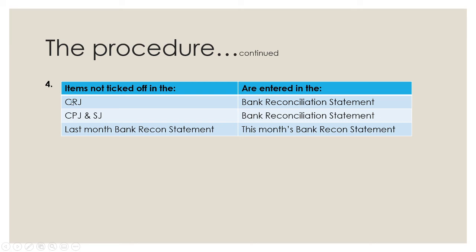Now, if I've got items that I did not tick off in my CRJ, I'm going to bring them into my bank reconciliation statement. So I've got items in my CRJ that are not on my bank statement. I'm going to bring them in on the bank reconciliation statement. I will show you where you're going to do that.